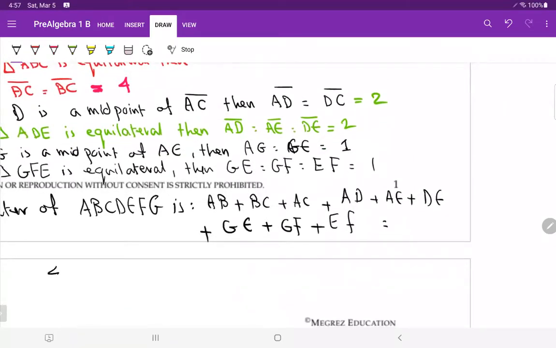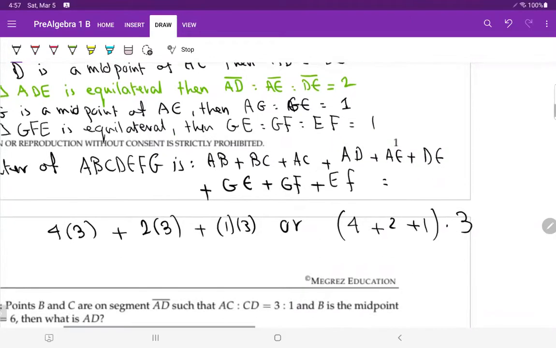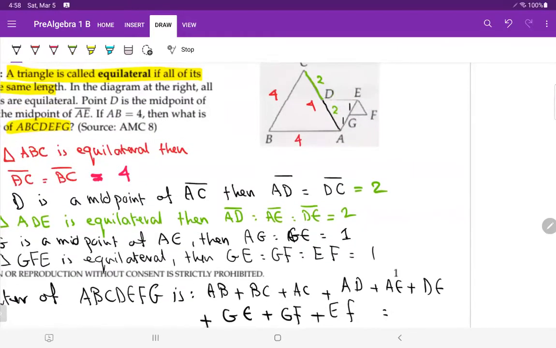which is equal to what? 4 times 3 plus 2 times 3 plus 1 times 3, or we can say 4 plus 2 plus 1, all of them times 3, which is what? 7 times 3, 21 units. We can just say 4, 2, 1 times 3. We just add the sign times 3 because there are 3 of them.